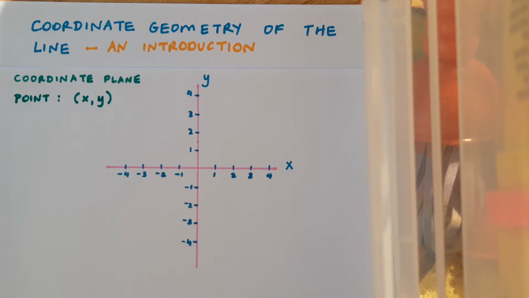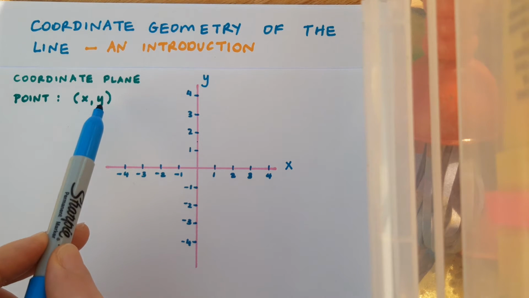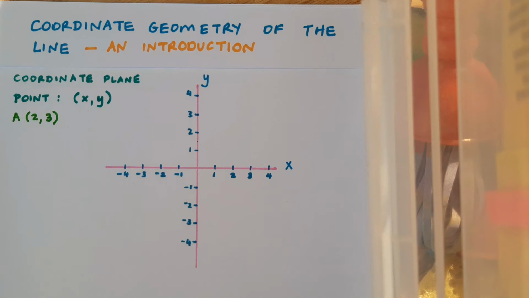Each individual point on the coordinate plane is given a coordinate made up of an x number and a y number. The x number always comes first and the y number always comes second. And we always write it using this notation with brackets around them and a comma between them. Here's the point 2, 3. And just for convenience, I've decided to call it the point A, so I've written a capital A in front of it. So let's look at how to locate this on the coordinate plane now.